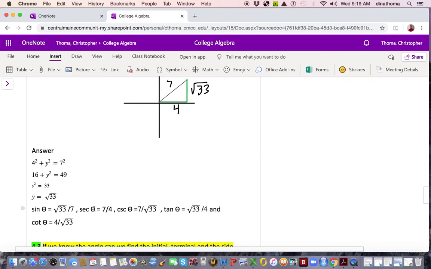Secant is, oh, I wrote these in the wrong order, but that's all right. We'll move it just so they're together. Command X. Cosecant, which is the inverse of sine. So I flipped it. We knew cosine was 4/7, so now our secant, which is the inverse of cosine, is 7/4. And then there's our tangent and cotangents.